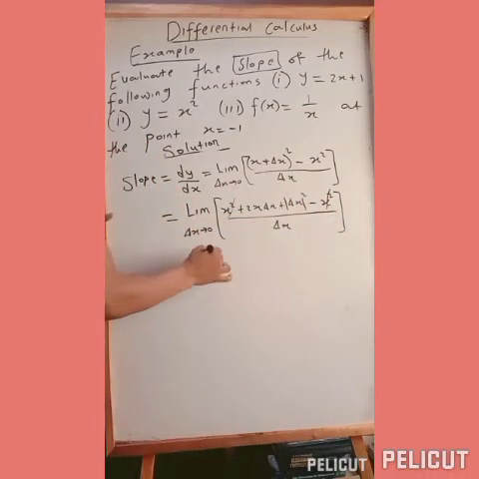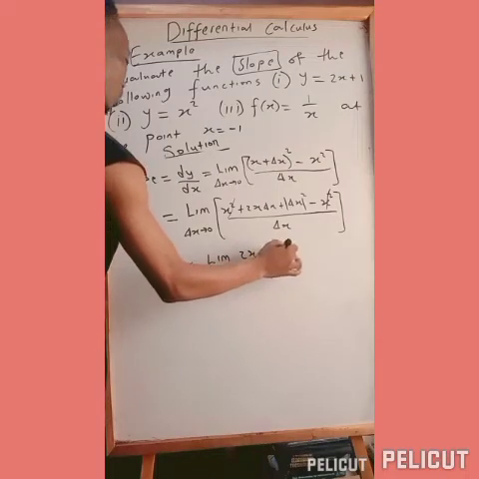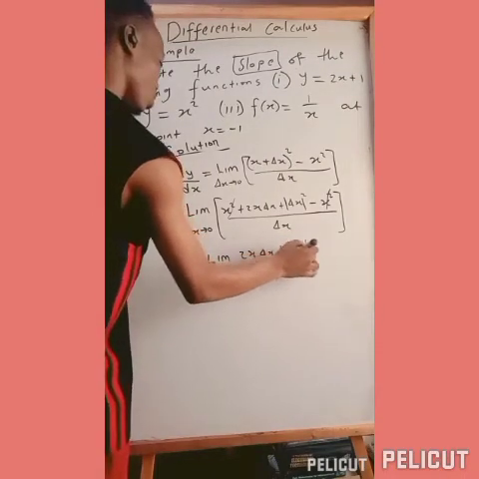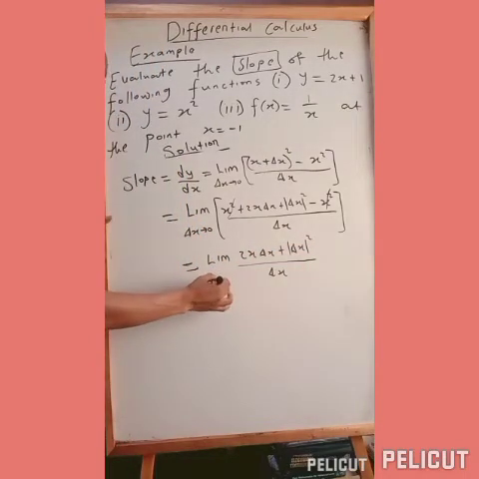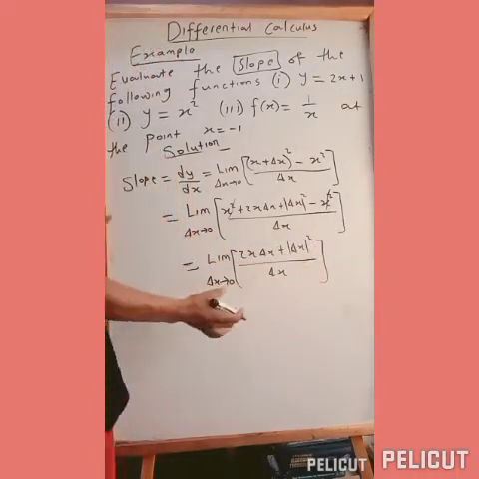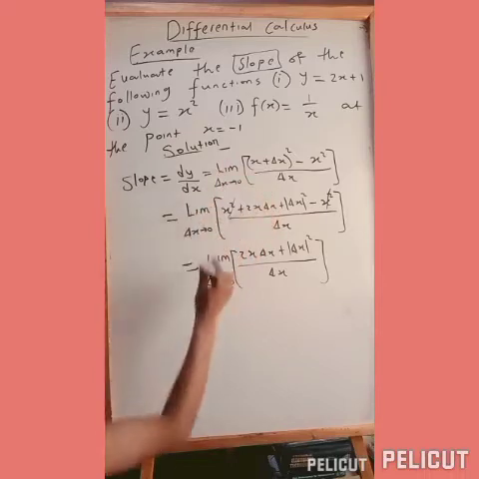So we're going to have the limit of (2xΔx + Δx)² divided by Δx as Δx tends to 0. The absolute value there simply means that it can be negative or positive. It can be negative, and the square of a negative number will be positive. Likewise, the square of a positive number will be positive. So what does it mean?